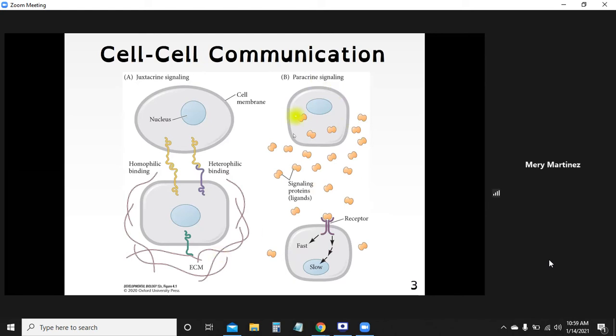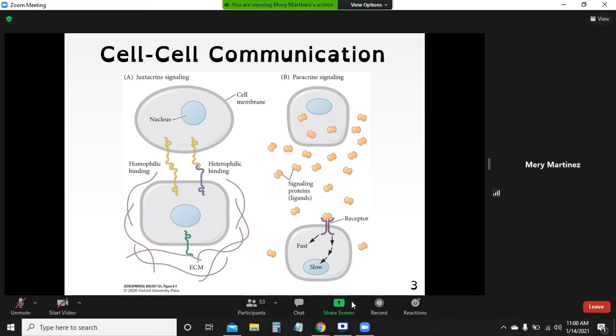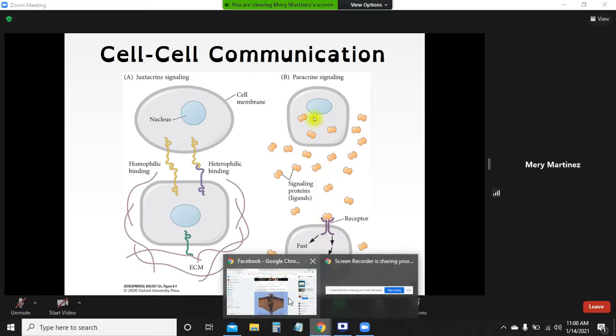In B, cells also communicate across distances. However, this can be a bigger distance.